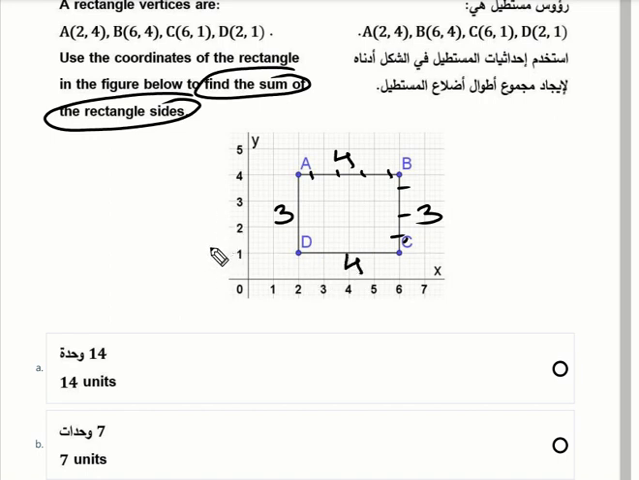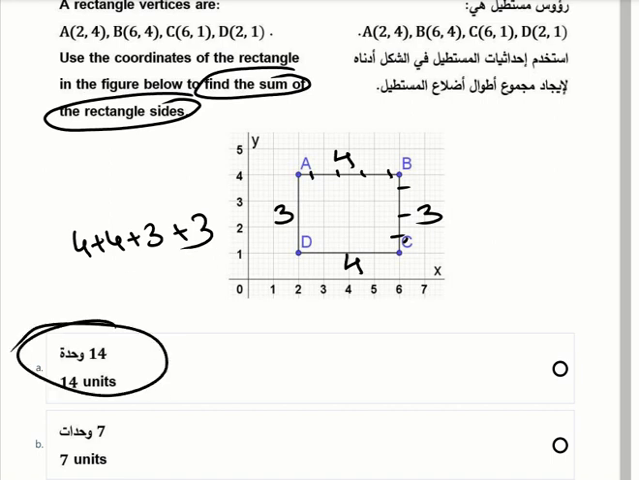Or if you want, you can do it with the coordinates also. So 4 plus 4, 8. 8 plus 3, 11, and 11 plus 3, 14. Okay, like this you can do this question.